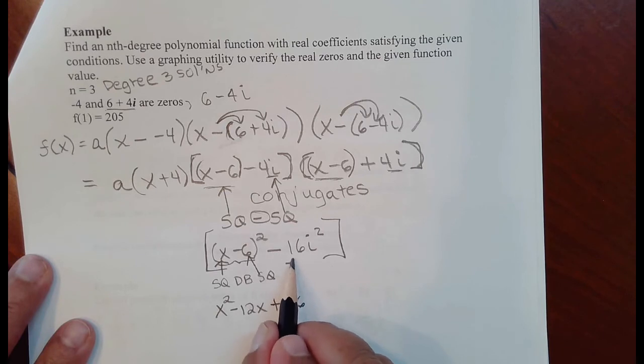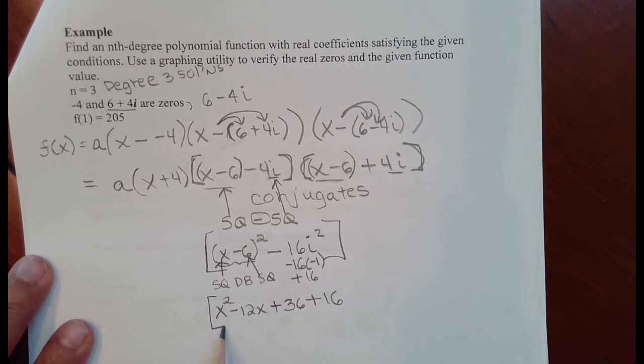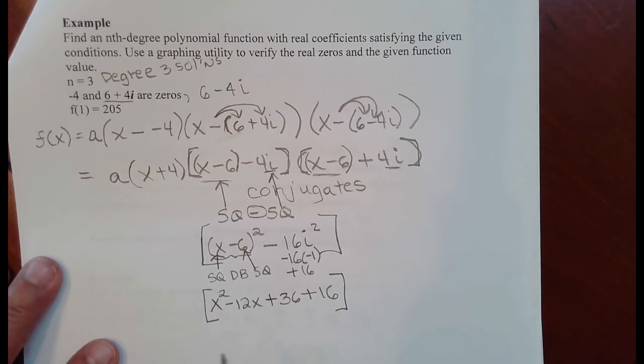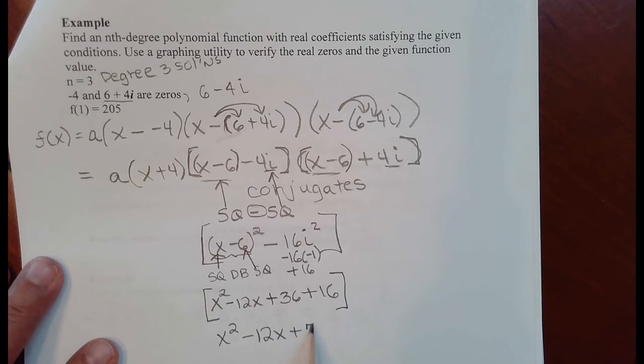And then minus 16i squared is really this. I squared is negative 1. Negative 16 times negative 1 is positive 16. That's what that negative 16i squared is. So inside this bracket, you can use parentheses or brackets, either one. I get tired of using parentheses and I like to switch over when there's too many parentheses. So inside here you have x squared, you have minus 12x, and you have a 52 as far as your constant. 36 plus 16 is 52.